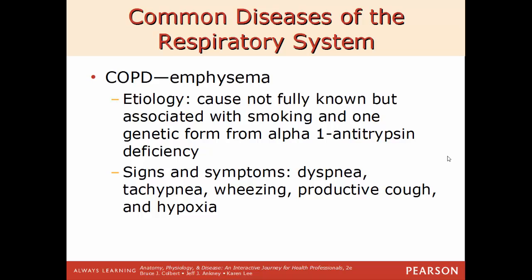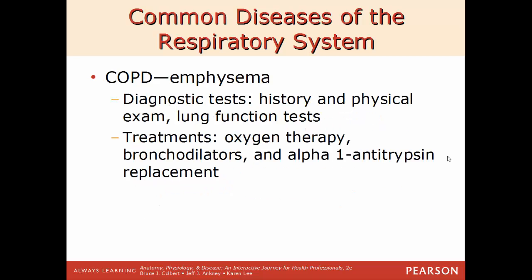Next, COPD, emphysema. Etiology: the cause is not fully known, but it is associated with smoking. In one genetic form, it results from a deficiency in the alpha-1 antitrypsin protein. Some signs and symptoms: dyspnea, wheezing, a productive cough, hypoxia. Some diagnostic tests: history and a physical exam, lung function tests. For treatments, oxygen therapy, bronchodilators, alpha-1 antitrypsin replacement to counteract the deficiency.